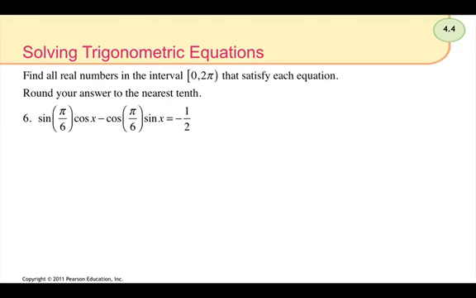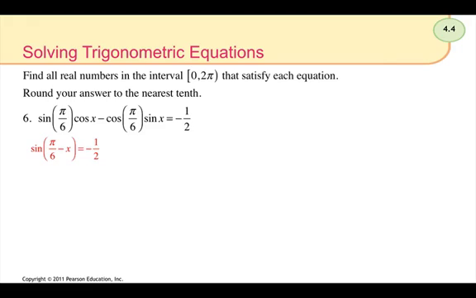So here's number 6, same directions, but notice that this just looks different. If you refer to section 3.4, you should recognize that we can apply the sine of a difference identity. So this is what we get on the left hand side, and then bring over the right hand side, negative a half.